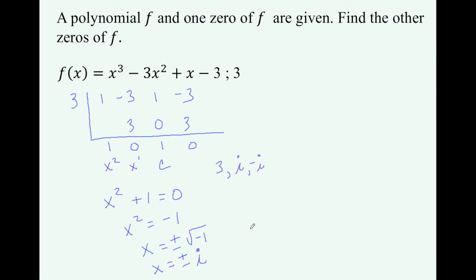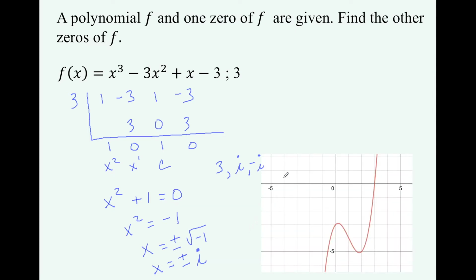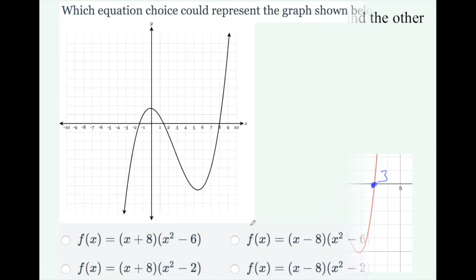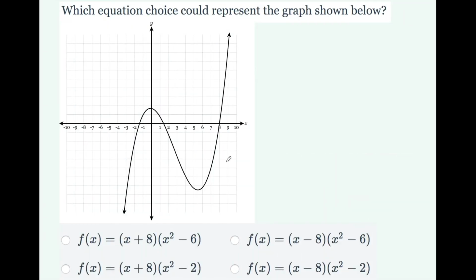Let's take a look at this graph. So here's what our graph looks like. Here's your axis. Here's your 3. But what about when your factors are imaginary numbers? That means we have one real solution, so one time that our graph crosses the x-axis. These are two imaginary solutions, so it's not going to cross the x-axis. Alright, so let's try some multiple choice. Let's see which one of these equations would match that graph. So hit pause and then come back and check your answer.